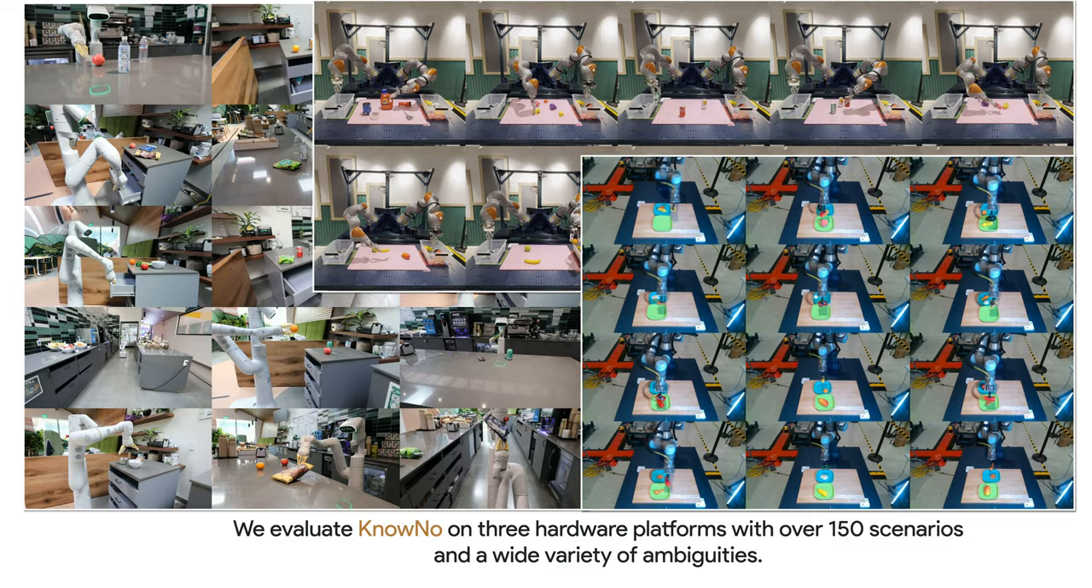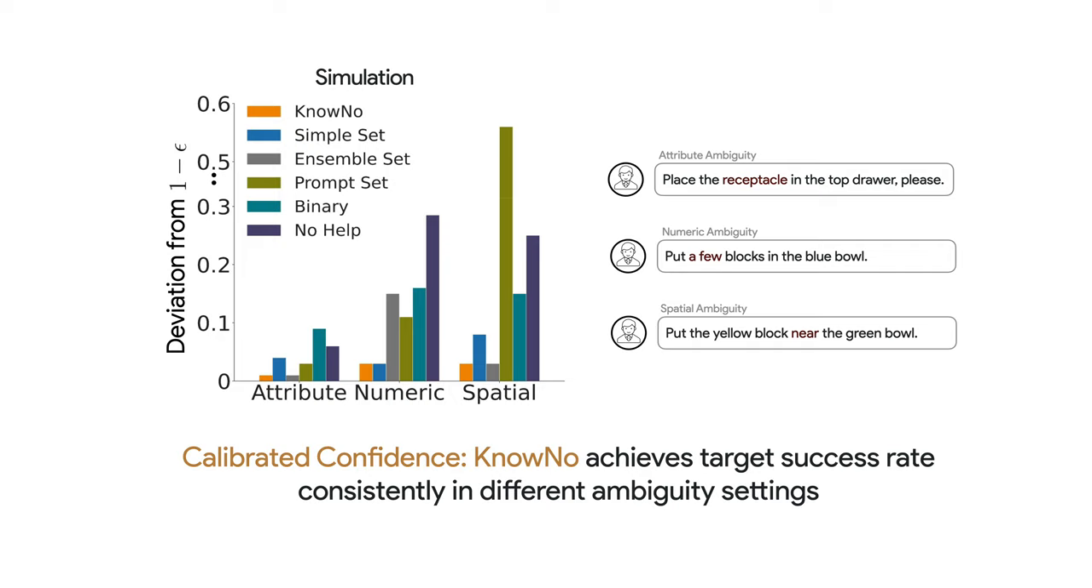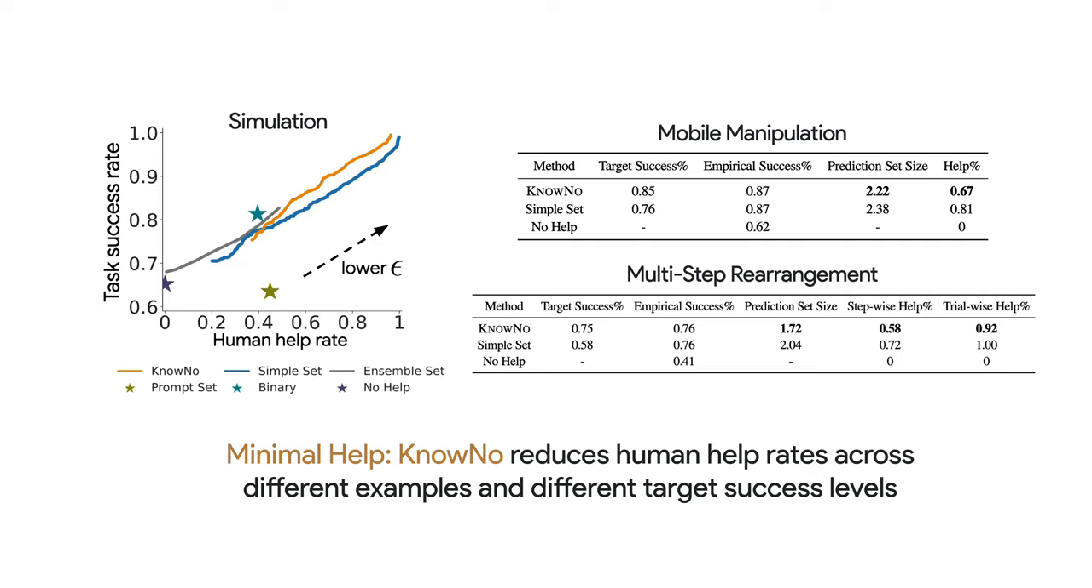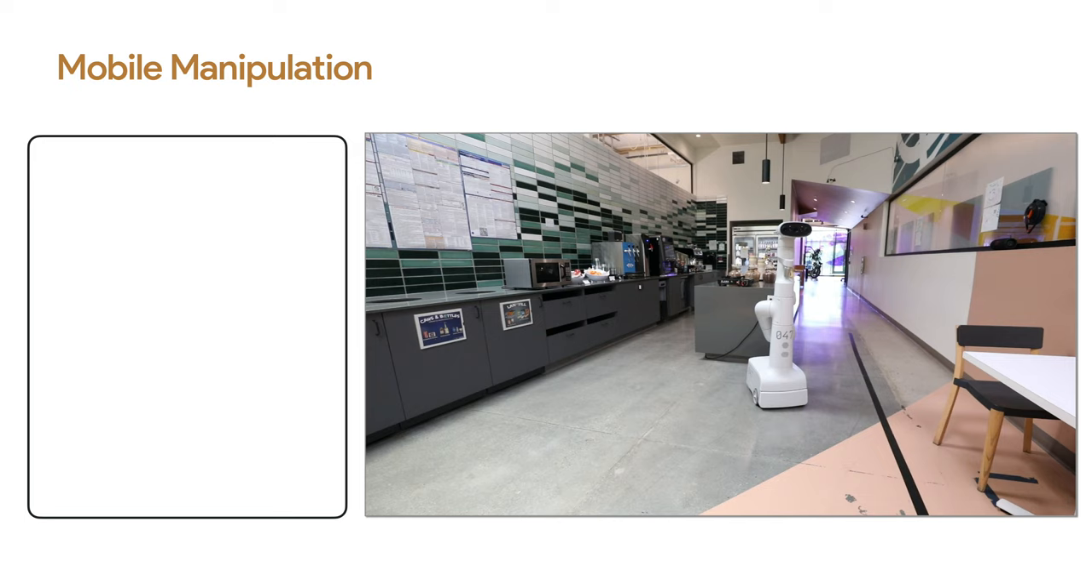From experiments, we validate that KnowNo achieves the target success rate consistently in different ambiguity settings, showing the least amount of deviation from user-specified levels, thanks to the statistical guarantees from conformal prediction. KnowNo also reduces human help rates across different target success levels compared to baselines in both single-step and multi-step planning settings. Next, we showcase KnowNo in action in different examples, and it triggers human help when needed.